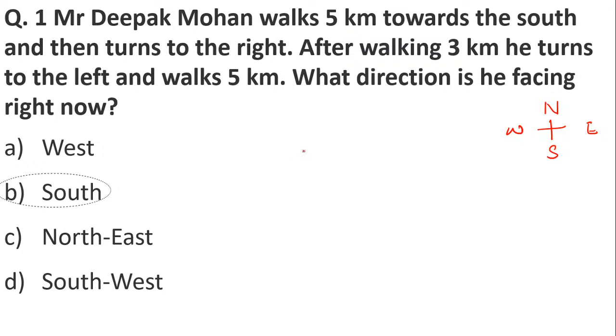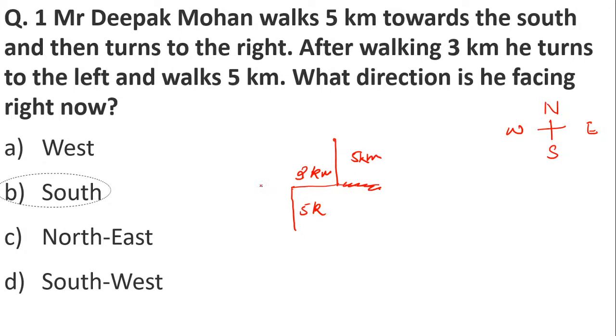So he's walking 5 kilometers. Okay. Then he turns to the left. Left means, students, left is going to be this side. Okay. Mohan walks 5 kilometers to the south and then turns to this side. Then he turns right and after walking this side walks 5 kilometers. So in which direction is he facing right now? So now he is facing south.